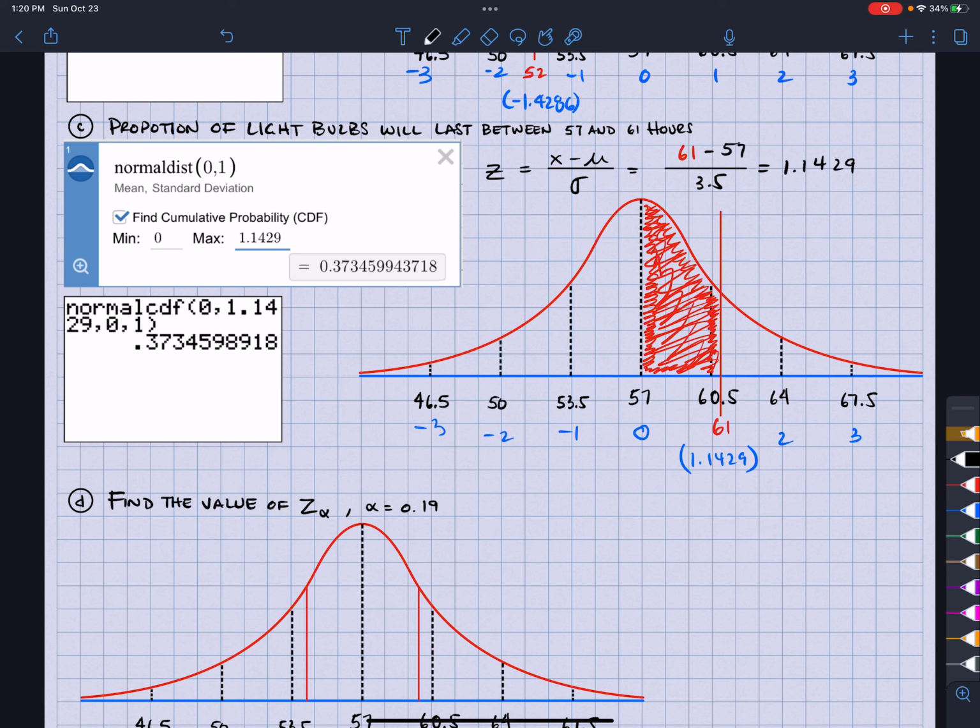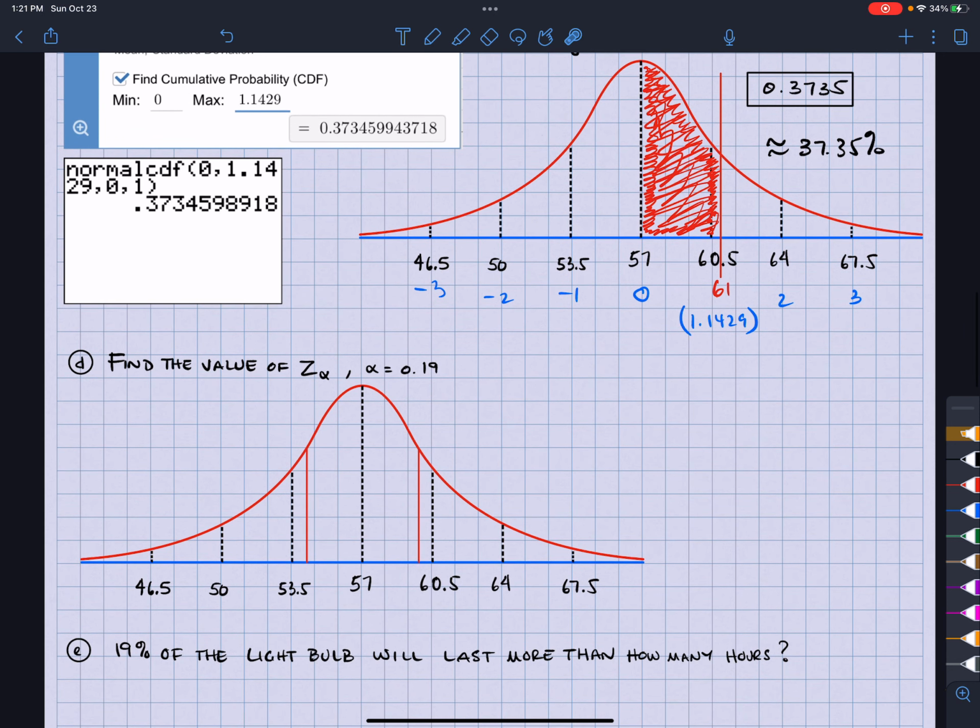So this is going to be 0.3735 as my probability, which is about 37.35%. Is that about right? Well, within one standard deviation is already 34%, and I'm taking this little sliver right here. That would make sense that at least it's more than 34%. So at least that's what I got there. So that part does make sense.